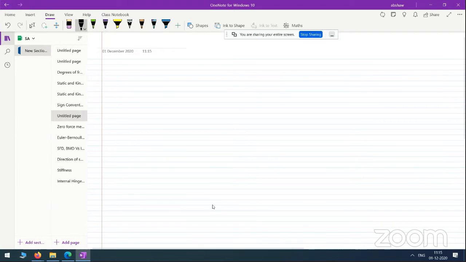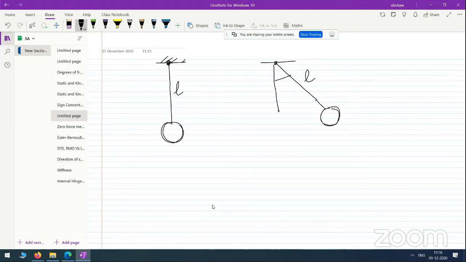Suppose you take a pendulum. Okay, this is a pendulum, and this is the hinge. Now, how will this pendulum rotate? This will be the position of the pendulum. Suppose the length of the pendulum is L, and this is theta. Now, the movement of this pendulum is on a two-dimensional plane.